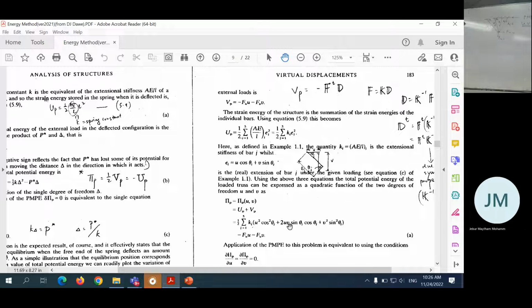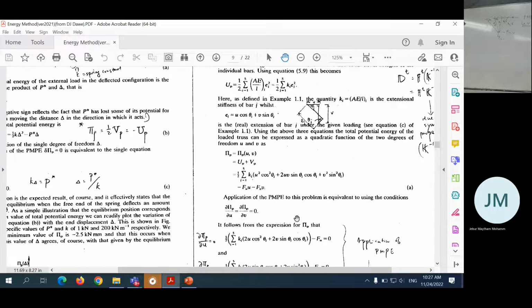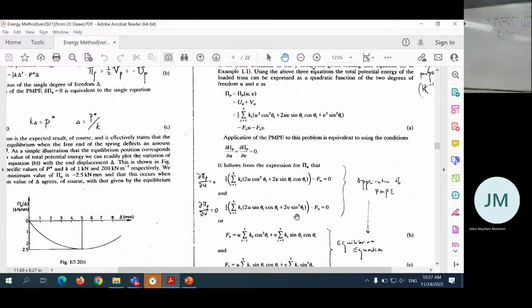So the total potential energy is a function of U and V. Okay. So class, again, I'm sorry, this is not clear here because the letters are a bit out of focus. Please go through all these steps again because these are explained very well in these notes. So what I want you to look at is the final equations.